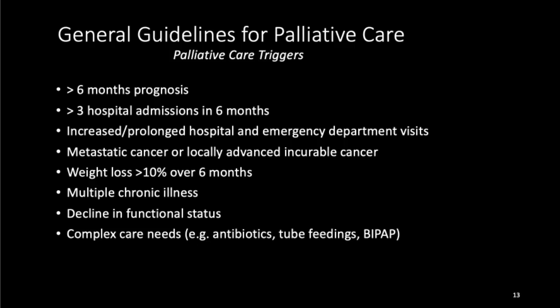So this slide and the next one, these are what I call palliative care triggers. So these are things that, if you see these on your patient, so your patient meets these criteria, should prompt a provider or a family member or a patient to maybe consider a palliative care referral. So they have greater than a 6-month prognosis. They've had greater than 3 hospital admissions in 6 months.